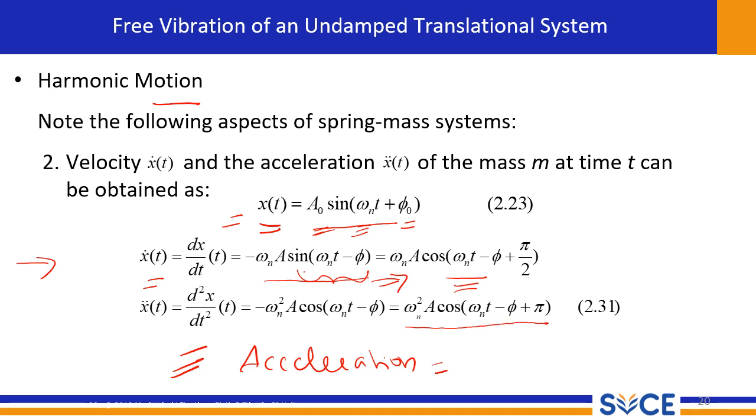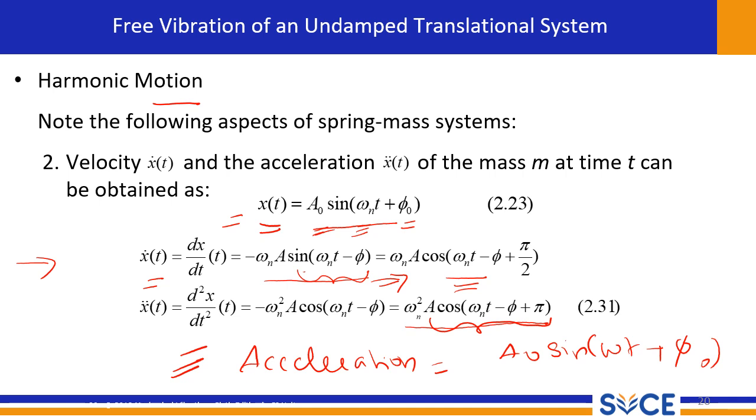which once again we can see can be represented as minus omega squared times A naught sine of omega t plus phi naught. So acceleration will be equivalent to the maximum when it is going to be in the opposite direction.